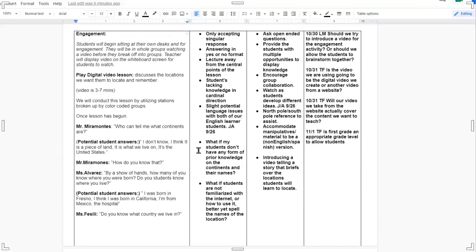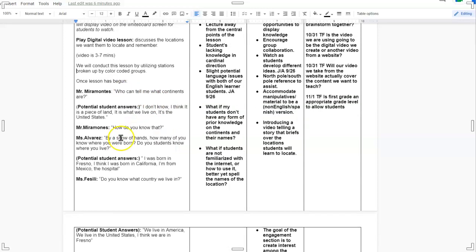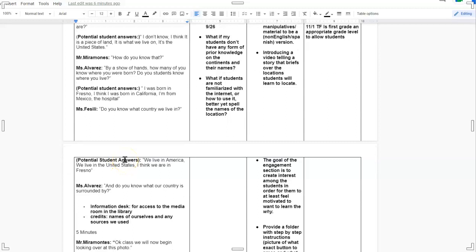After we watch the video, we will be asking the students, what are continents, and we're going to be assessing students' prior knowledge on this. Potential answers are like, I don't know, I think it's just a piece of land, it's what we live on, the United States. These are all different levels: I don't know means they just don't get it at all, the United States is in the right direction, and a piece of land is vaguely in the right direction. So we would ask how we know that.